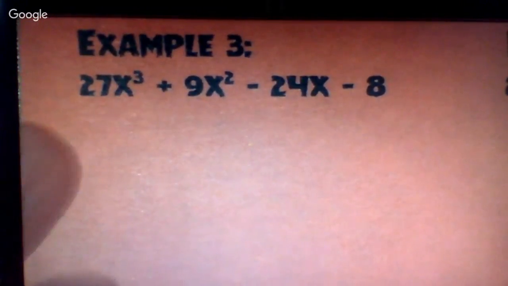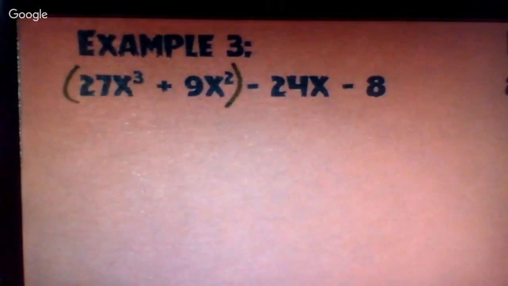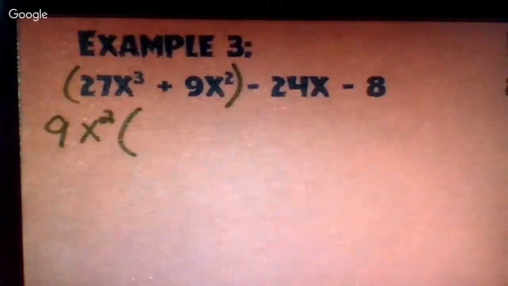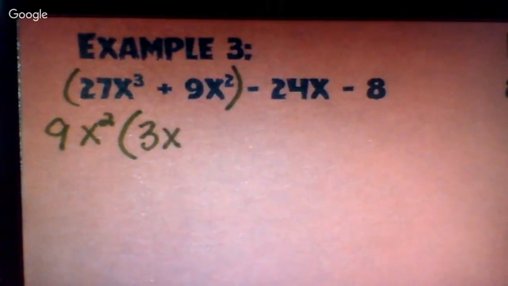Example 3. What can I pull out between 27 and 9? You can do a 3. Is there anything bigger? 9. How many x's are we pulling out? 2. When I'm left, 27 divided by 9 is 3, and x, because you had 3 and we took away 2. Plus 9x squared divided by 9x squared is 1.